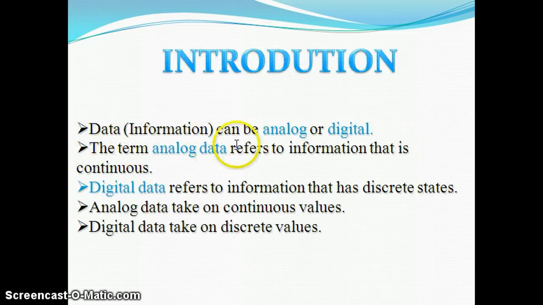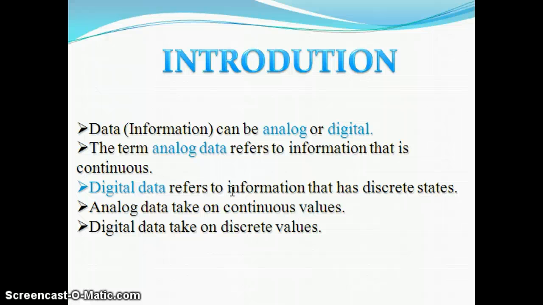Actually, there are two types of communication. The data can be classified into analog and digital. So what is an analog signal? The analog signal is nothing but information that is continuous, and in the case of digital data there will be discrete values. So we can also say the analog data is of continuous values and the digital data is of discrete values.